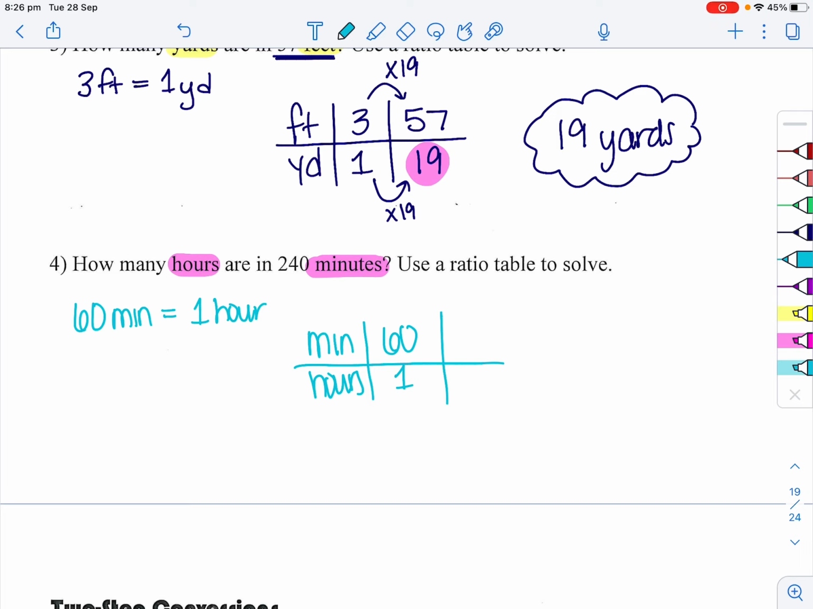And I want to know how many hours are in 240 minutes. To get from 60 to 240, I'm going to multiply by 4 because 6 times 4 is 24. Then I'm going to multiply by 4 on the bottom, and I get 4. So this is going to be 4 hours.